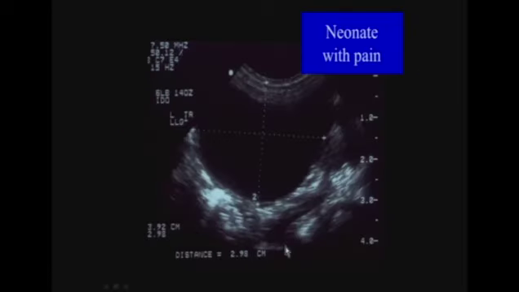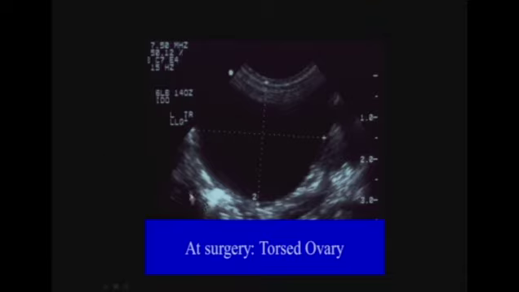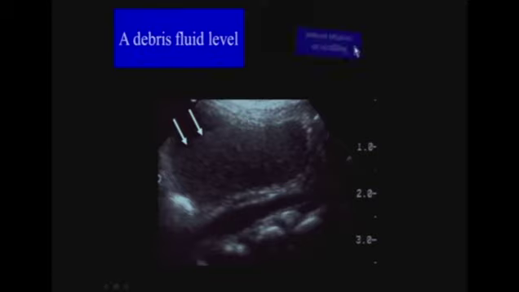So this is an example of a 6-pound, 14-ounce, 1-day-old with a large cystic mass of 3.9 by 3.0 centimeters within the abdomen that at surgery proved to be a torsed ovary. This was probably a torsion in fetal life. This is an example of another individual, very large ovary with a fluid debris level that indicated ovarian torsion.